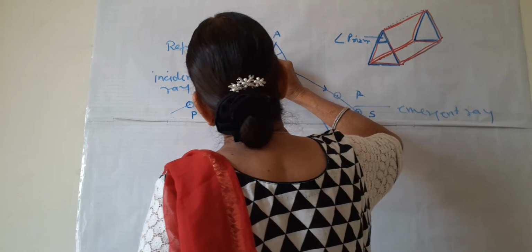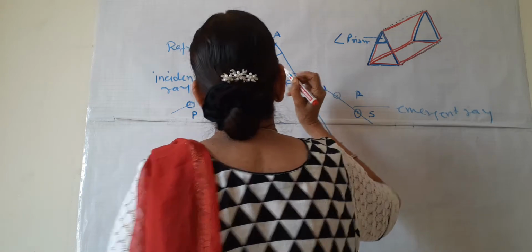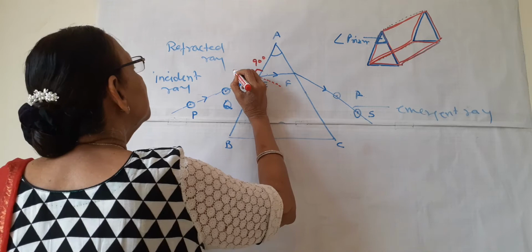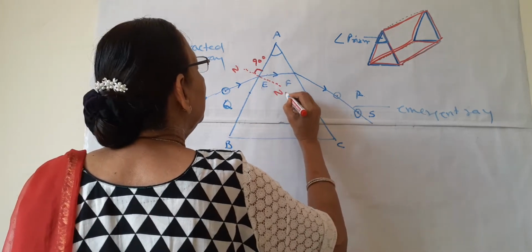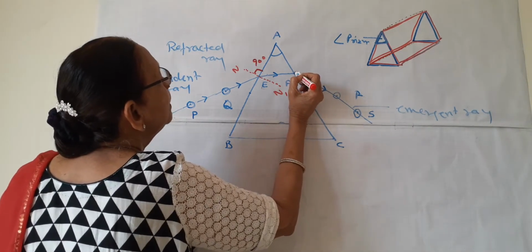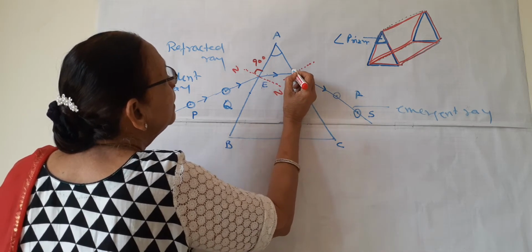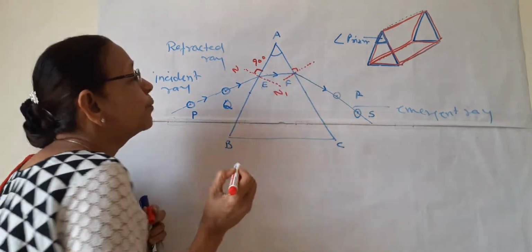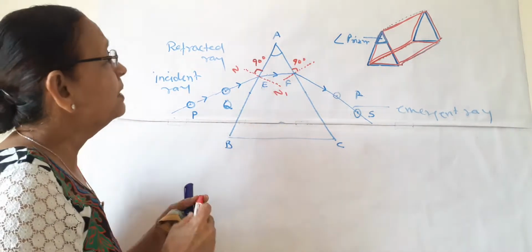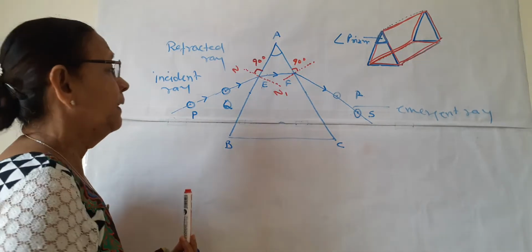First I will draw a normal on this point. Normal means this angle should be 90 degrees. Suppose this normal is N dash. I will also draw a perpendicular normal on this point also, the normal with the interface. It should make a 90 degree angle. So two normals are formed. Now we will see what angles are there.